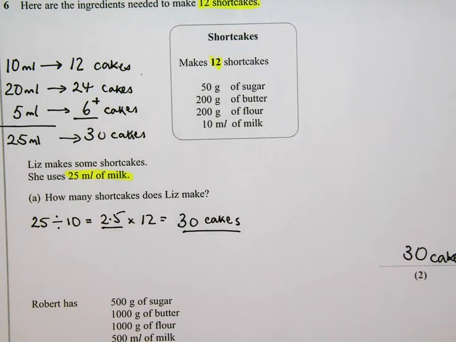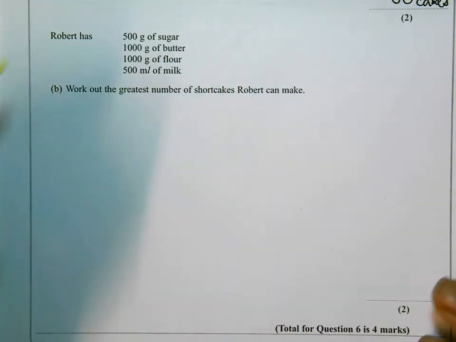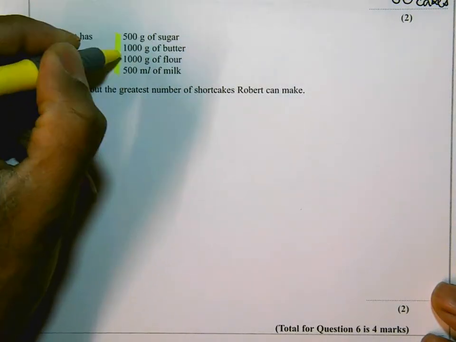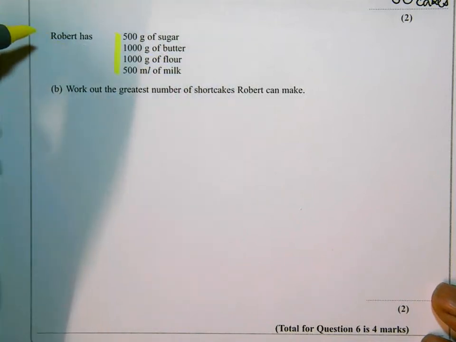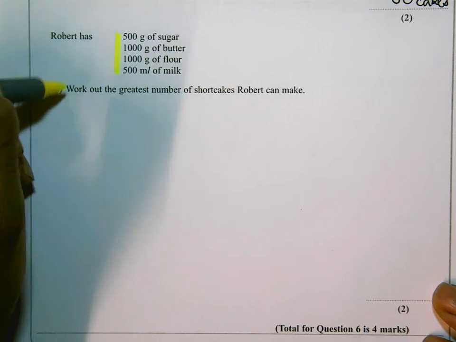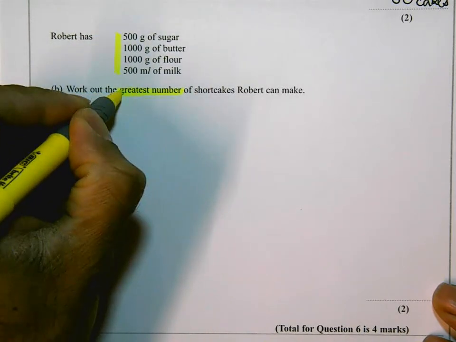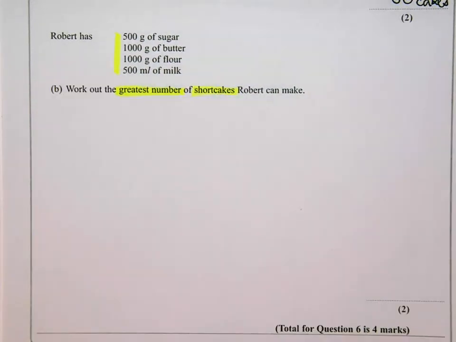Right, we're going on to part B now. Okay, here's part B. Robert has these ingredients here: 500 grams of sugar, 1,000 grams of butter, 1,000 grams of flour, and 500 milliliters of milk. Now, the question says, work out the greatest number of shortcakes that Robert could make.